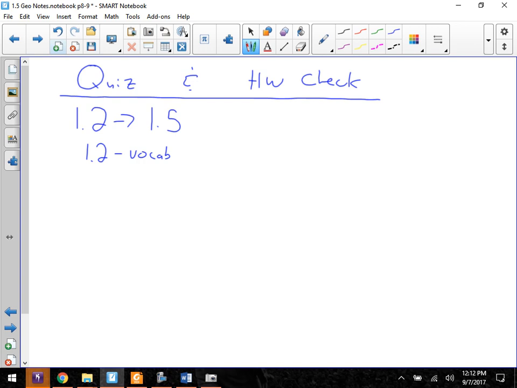As you got into 1.3, we started talking about segments and segment addition. What did segment addition mean? Add the small segments and get the big segment. Right. Are all those segments always going to be on the same line? Yes, they have to be for segment addition.